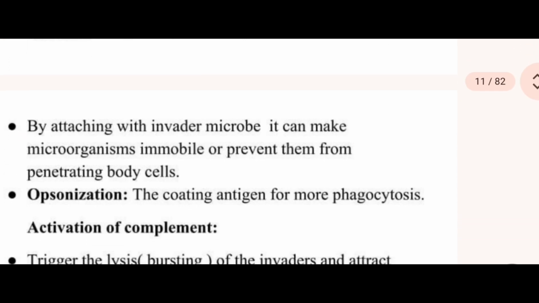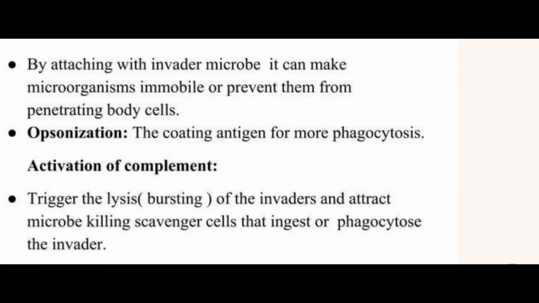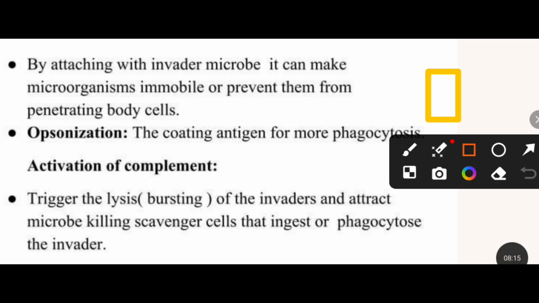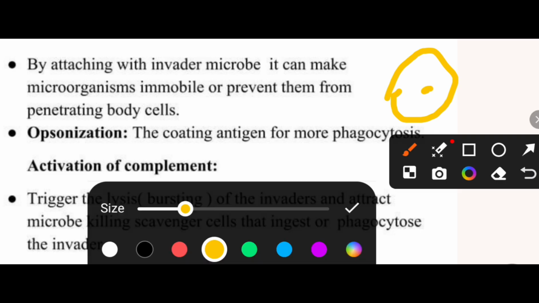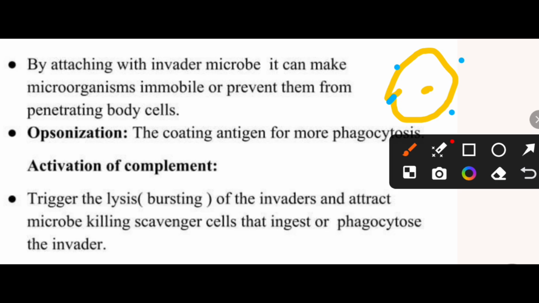Now you'll see, by attaching to the invader microbe, it can make the microorganism immobile or prevent it from penetrating body cells. Now another important concept is opsonization, the coating of antigen for more phagocytosis. So basically here the bacteria or any other antigen, suppose this is a bacteria, is basically coated with antibodies.